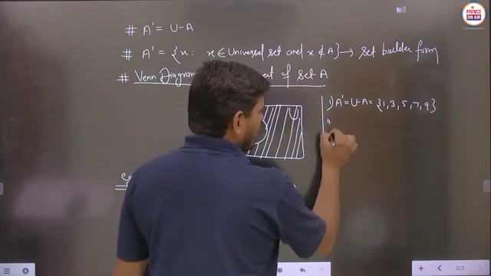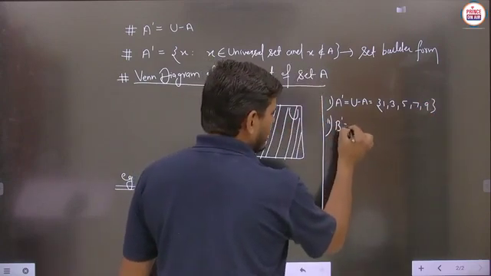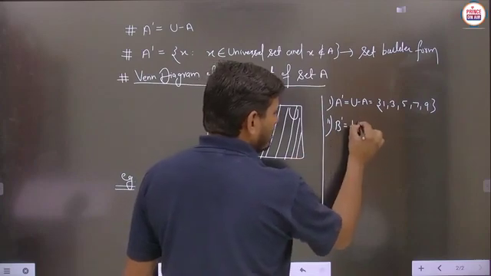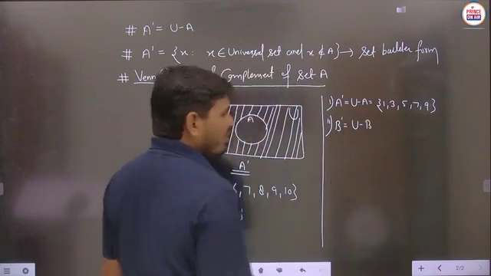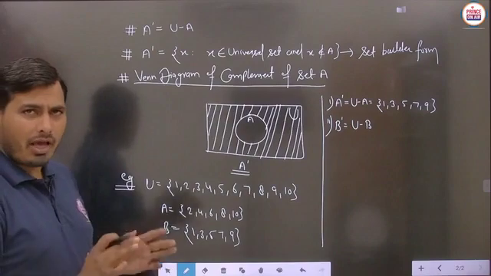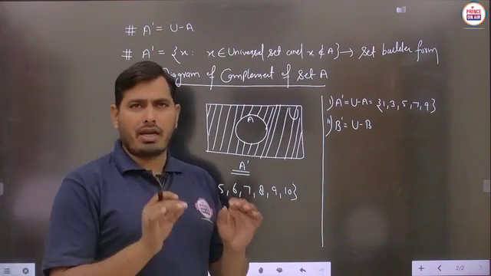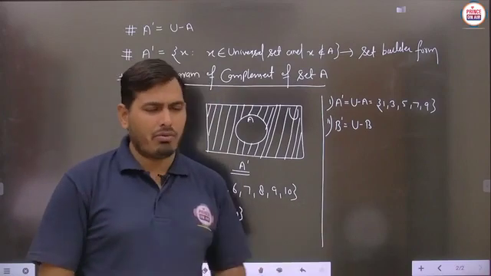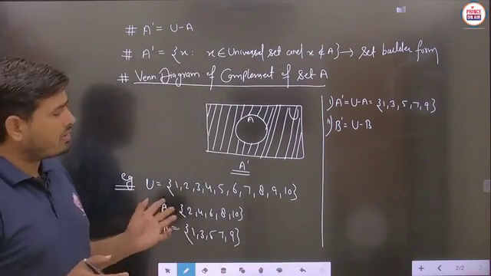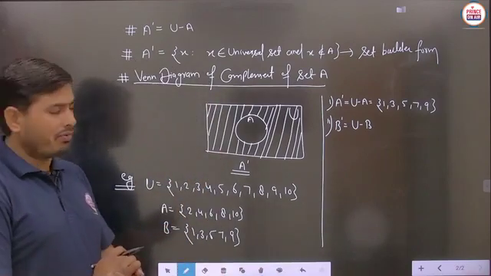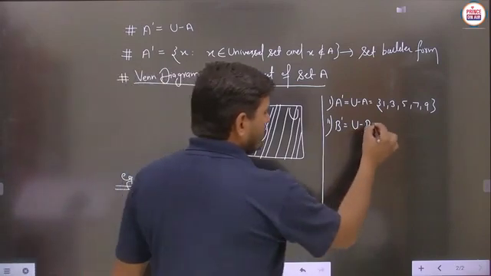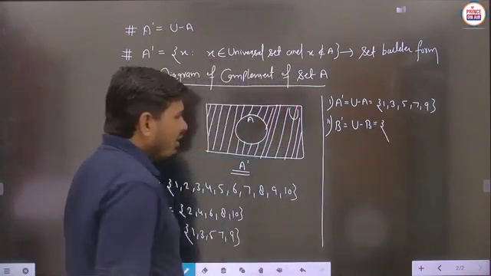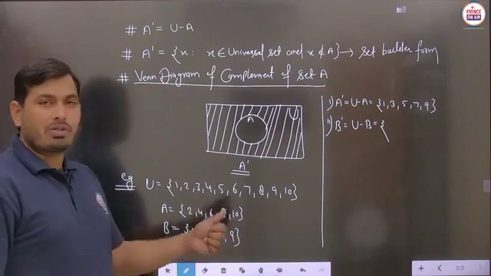Similarly, suppose in the second question someone asks about B dash. Then the answer of B dash will be U minus B. Again, if we are calculating the complement of any set, it is the difference of the universal set and that set. So U minus B. In the case of set B, the elements 1, 3, 5, 7, 9 will be removed.